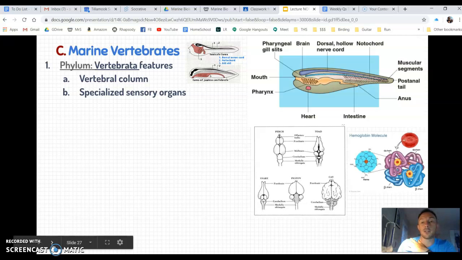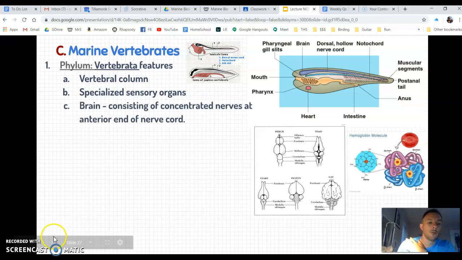Vertebrates have specialized sensory organs, eyes, ears, nerves for touch, sound, other things as well. Vertebrates have a brain consisting of concentrated nerves at the anterior end of the nerve cord. That's your head. Anterior. Posterior is posterior. So anterior is the brain, basically, and so brain varies in complexity.